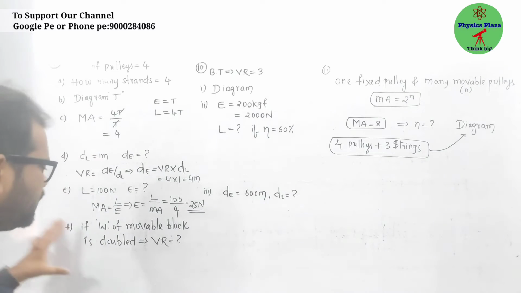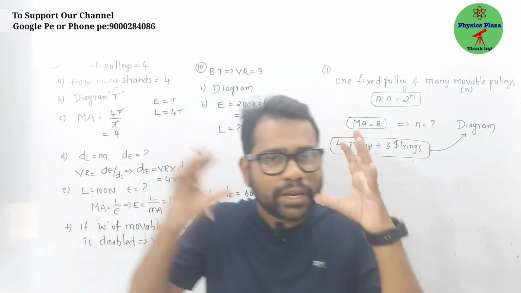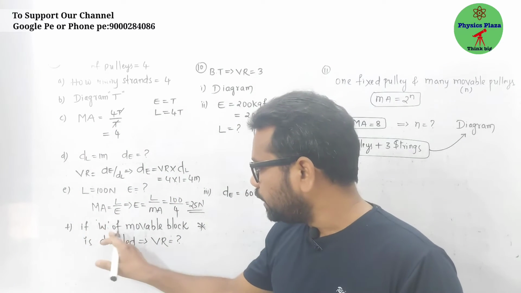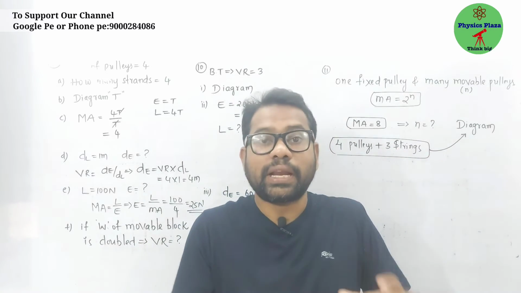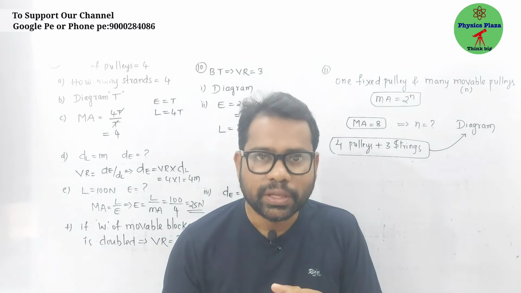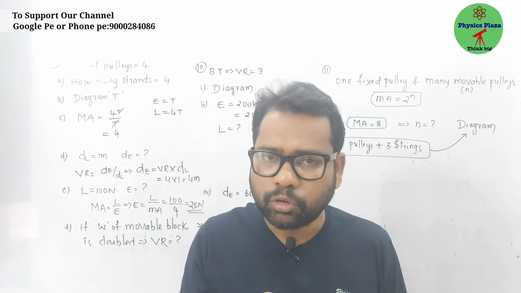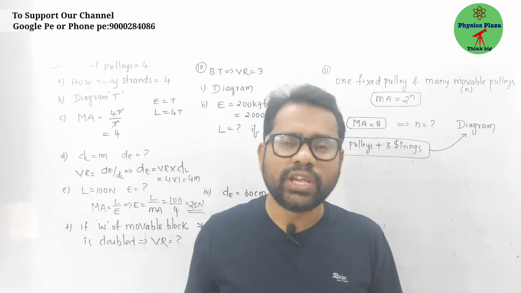Fine. This, children, is very important. This is very important, where many students will get confused. Okay, it is given that if the weight of the movable block is doubled, then how is the velocity ratio affected? They are asking us to calculate the velocity ratio. Children, we should remember only one thing. Because we are changing the weight of the movable block, do you think the design will be changed? No, the design is not changed.